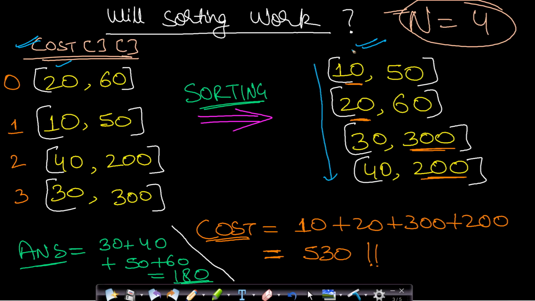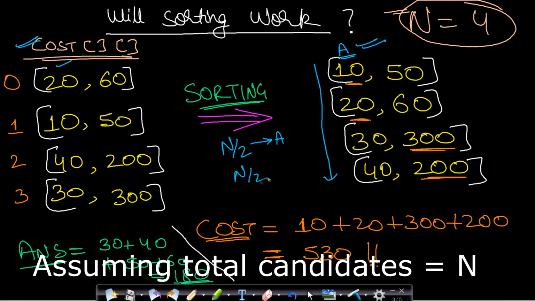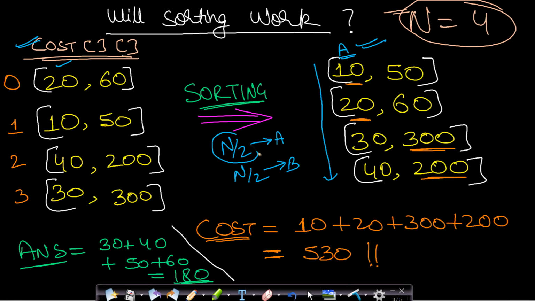The first value is denoting the cost for a candidate going to city A. Now since this is in increasing order and you want to assign n by 2 people to city A and n by 2 people to city B, you might think that you will assign the first n by 2 candidates to city A, since this is the minimum cost for going to city A, and then the rest n by 2 elements to city B. But this method will not work for all the examples.